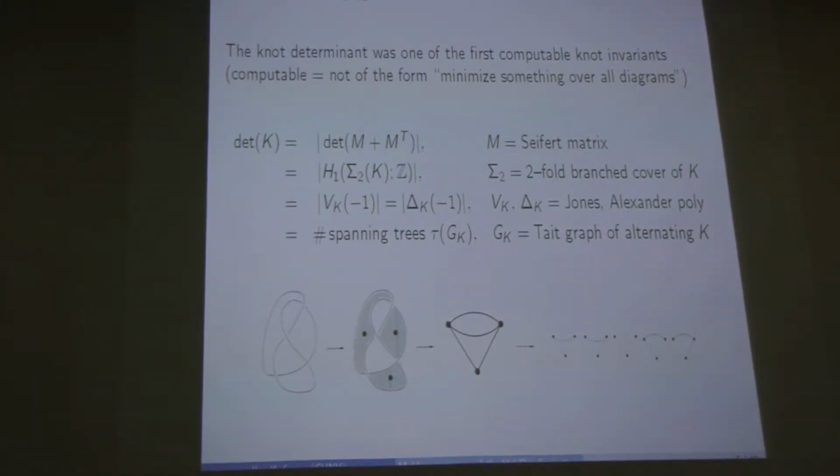And if it's an alternating knot or link, then you simply construct the Tate graph and count the number of spanning trees of the Tate graph. So for example, for the figure 8 knot, you take the checkerboard coloring. This is the associated Tate graph. It has 5 spanning trees, so the determinant of the figure 8 knot is 5.